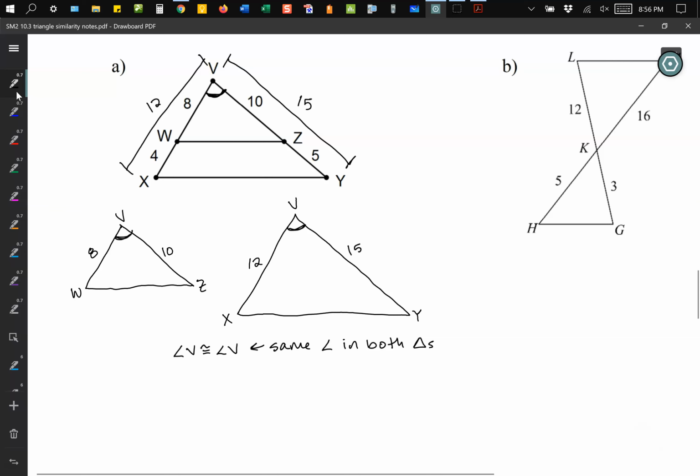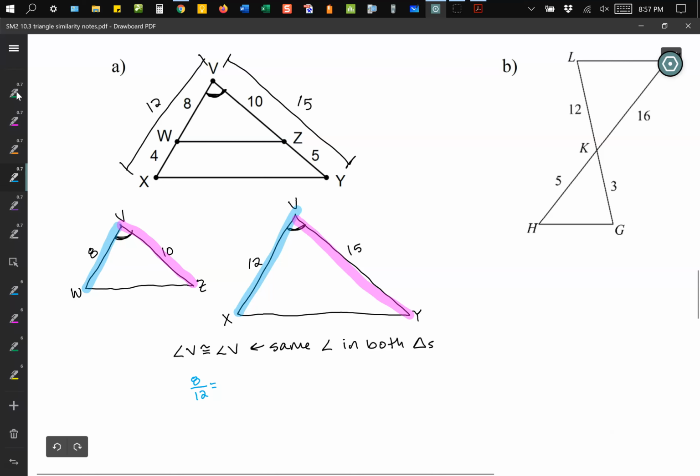Now I need to test the matching sides. So shorter over shorter, longer over longer. So shorter side over shorter side, 8 over 12. They can both be divided by 4. That gives me 2/3. Longer side over longer side, 10 over 15. Those can both be divided by 5.